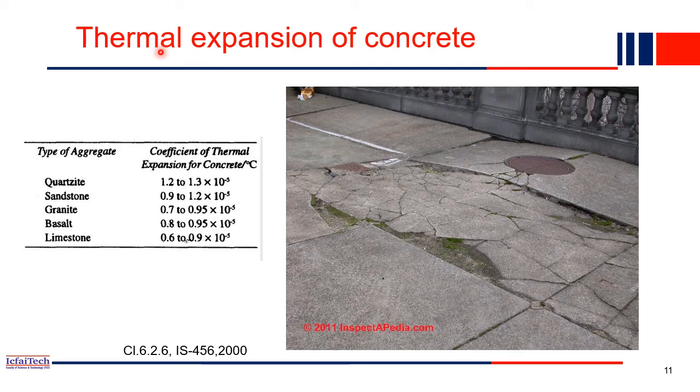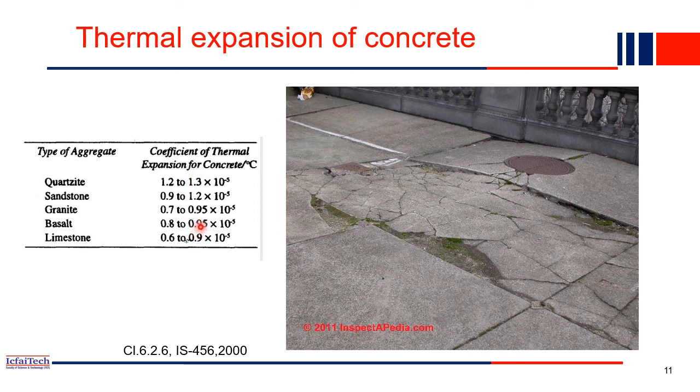And then the next property is the thermal expansion of concrete. You can see in many areas in India, during the summertime, the temperature increases up to 45-50 degrees centigrade. Because of high temperature, the concrete material tries to expand. So some values are given for different types of aggregate, and this is the coefficient of thermal expansion.